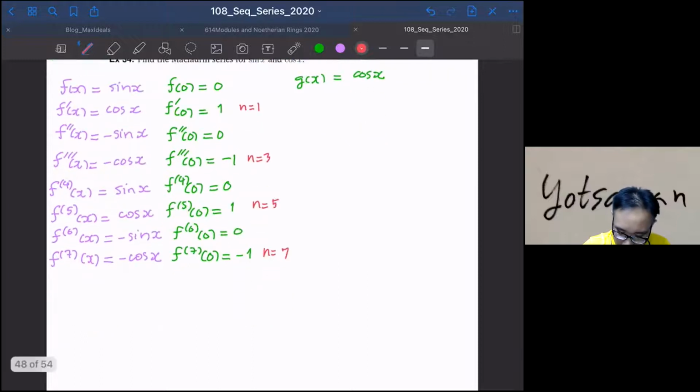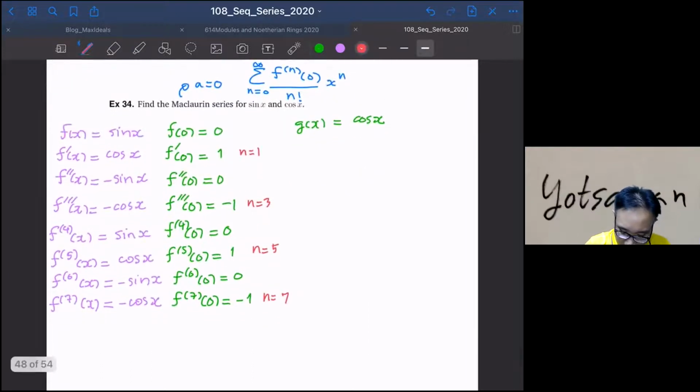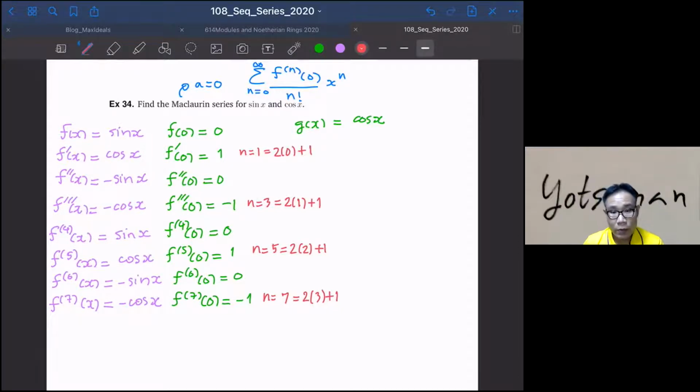So you get n equals 1, n equals 3. What is 3? 3 is going to be 2 times 1 plus 1. 5 is going to be 2 times 2 plus 1. 7 is going to be 2 times 3 plus 1. And this one will be 2 times 0 plus 1. So you have n equals 1, 3, 5, 7, respectively, like this. And you see that this one turned out to be 1, this one turned out to be negative 1.